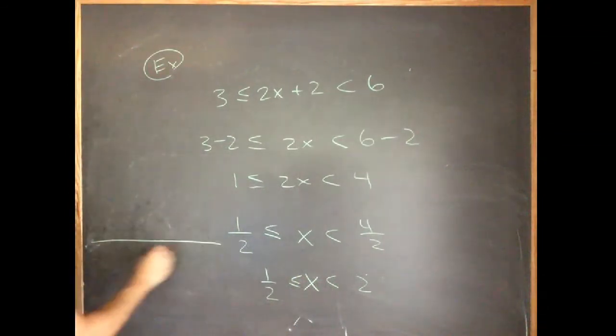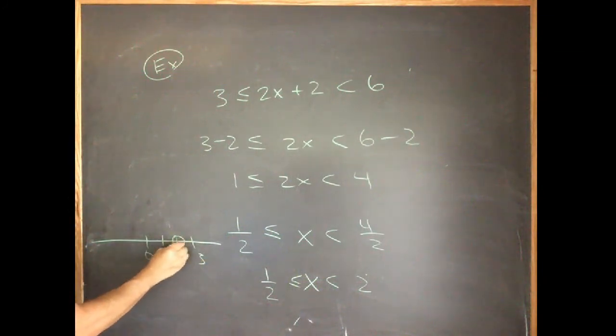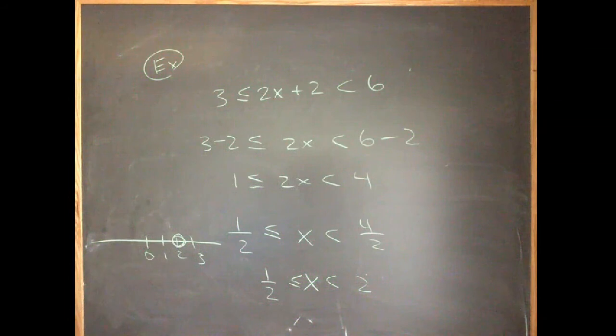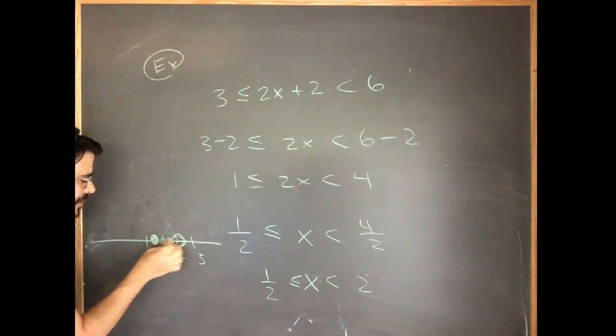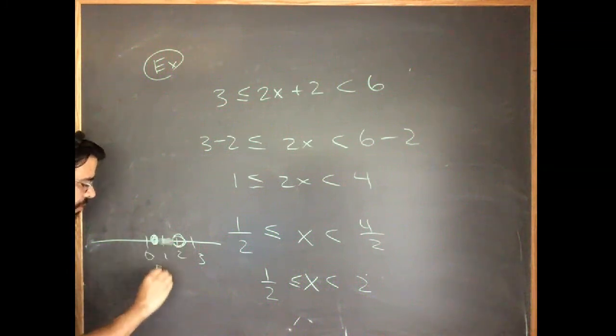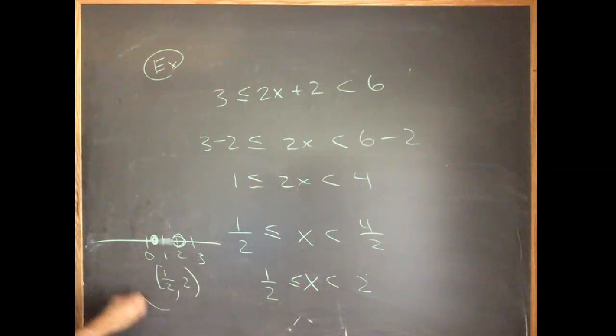So on a number line, here's 0, 1, 2, 3. So we go all the way to 2, and we exclude 2, so there's an open circle there. And then there's a closed circle at 1/2. 1/2 is right in between 0 and 1. It's the halfway point, so there'd be a closed circle there, and it's the stuff in between. So this would be 1/2 to 2, include the 1/2, exclude the 2. And that's the solution set to this inequality.